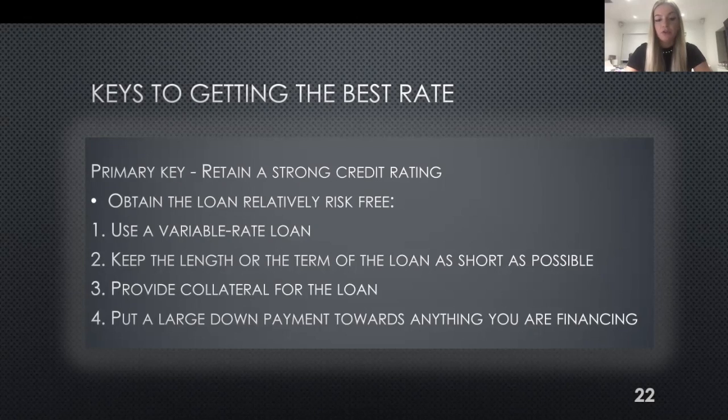Provide collateral for the loan. Secured loans are less risky because the lender has an asset designated as collateral in the event of default by the borrower. Put a large down payment towards anything you're financing. The larger your down payment, the less you have to borrow, and the larger your ownership stake in the asset you're financing. Having a large ownership stake in something is seen as increasing the borrower's desire to pay off the loan.